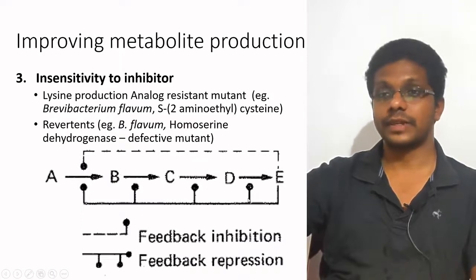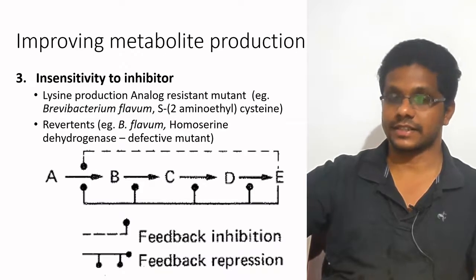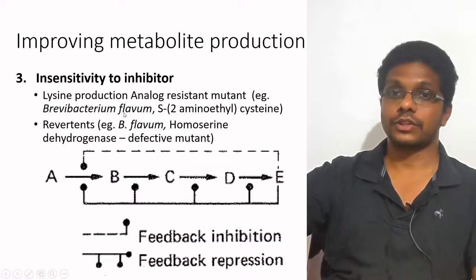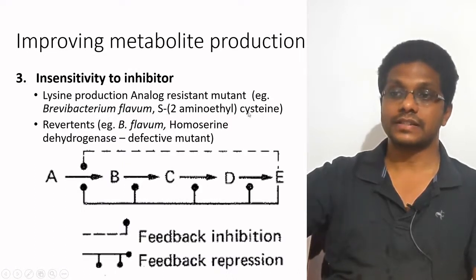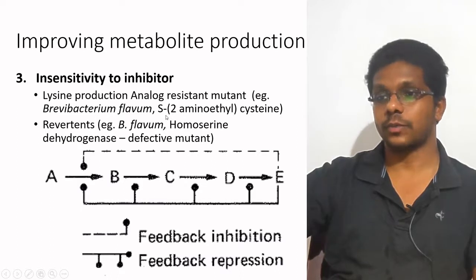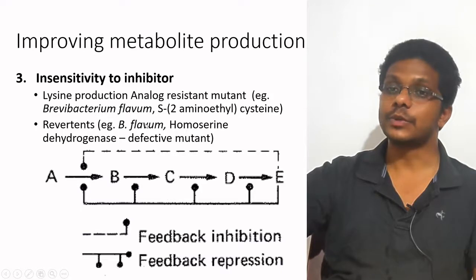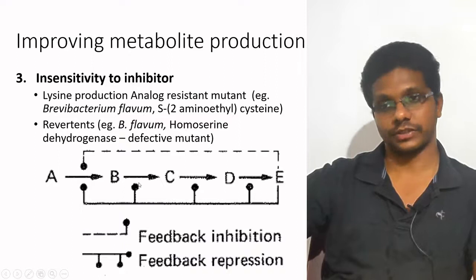And this type of mutants can be isolated by analog resistance assay. For example, Brevibacterium flavum is used for the production of lysine. If we isolate a Brevibacterium which is resistant to S-2-aminoethyl cysteine, a particular compound, it will also be insensitive to the lysine inhibition. So we can isolate and use it for the production.